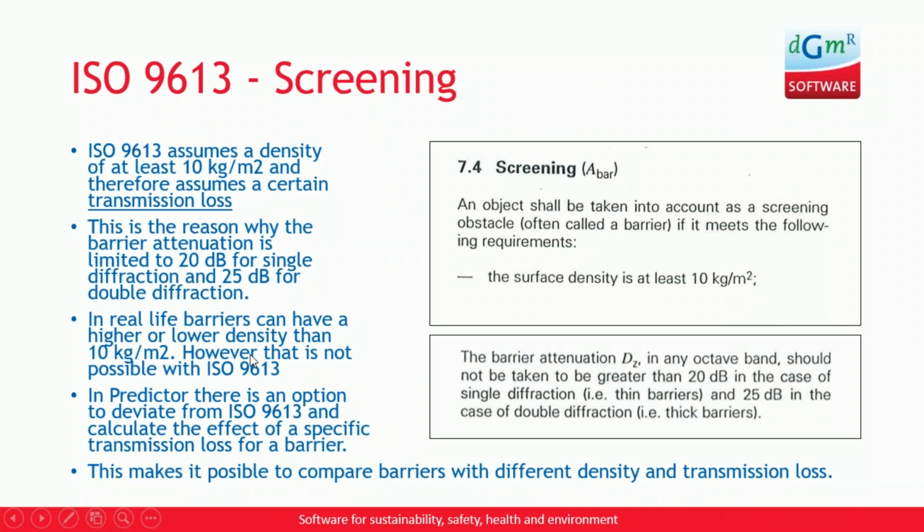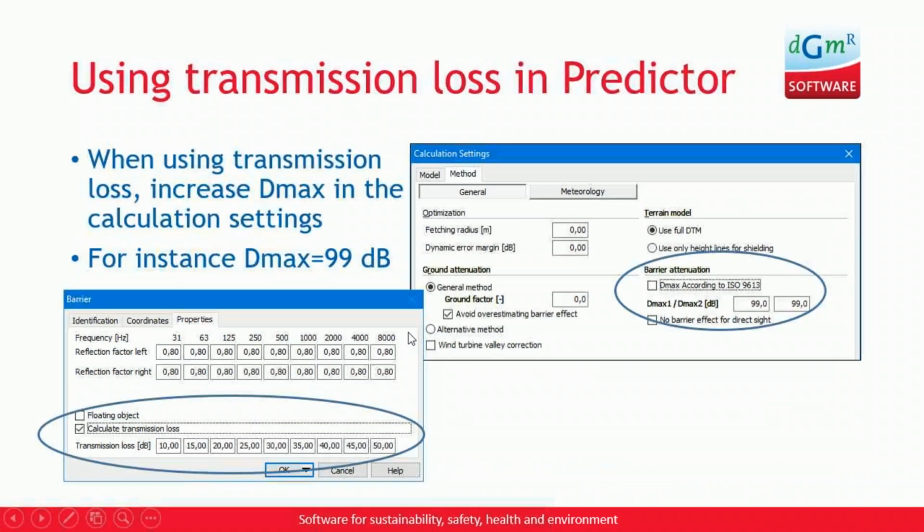And in real life, of course, barriers can have a higher or lower density. However, according to the ISO 9613, that's not possible. That's why we added an option in Predictor to calculate the effect of a specific transmission loss. Then you can compare different barriers with different density and different transmission loss. It's a bit theoretical, but it really works. In the calculation settings, first of all, in the barrier, we have the option to calculate transmission loss. You check this box and then you can enter the specific transmission loss for that barrier.